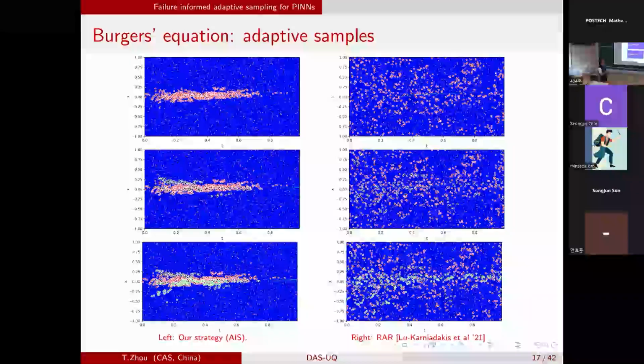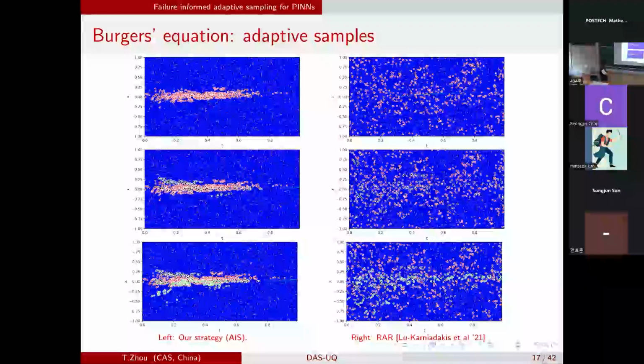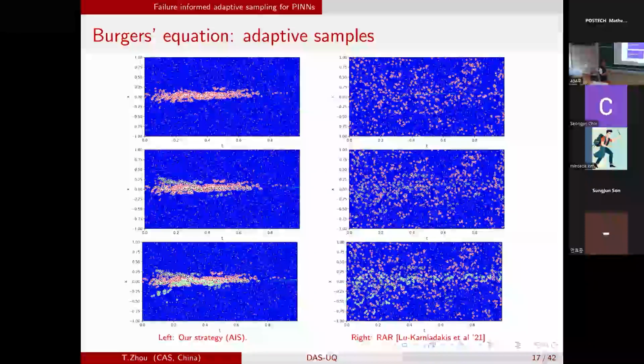After one iteration, I generate some red points here. This is the discontinuity line of the solution, in x and t. After the second iteration, I add some black points here. In the third iteration, the green points here. So you can see that in each iteration, you add some very efficient points to the training points, in the singular region.